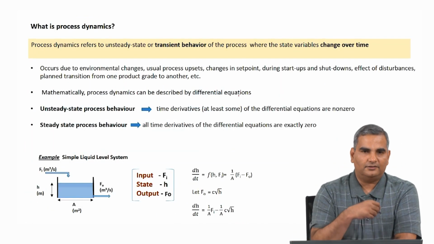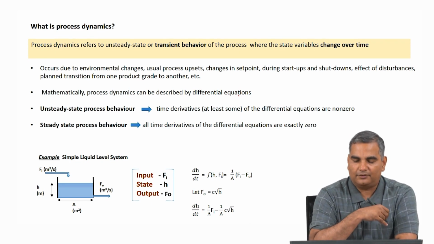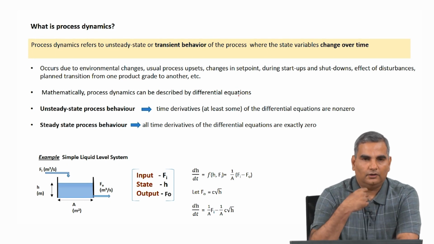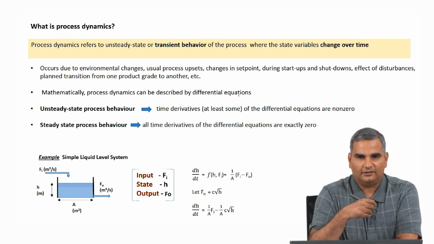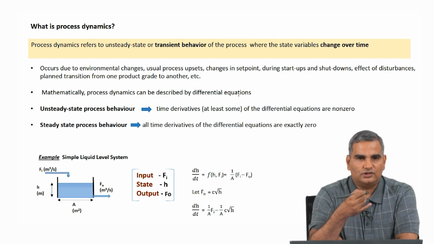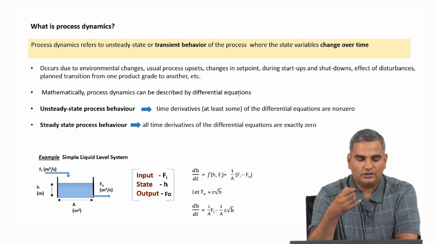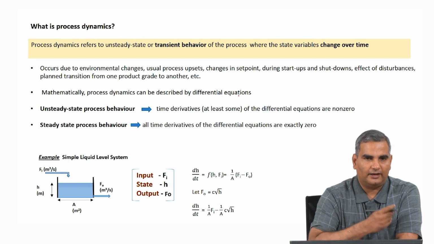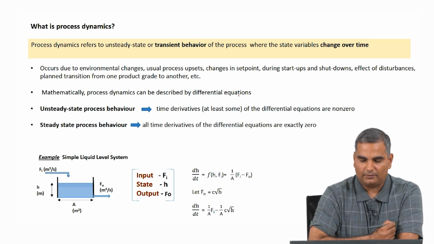Now, the process dynamics refers to the unsteady state or transient behavior of the process, where the state variables keep changing over time. So, if you change the input, or if you suddenly change the state variables from where they are, these two changes are going to have an effect on the state variables and how they change over time, and capturing this change in the state variables over time is what is called a dynamic model. It basically captures the unsteady state or transient behavior of the process.